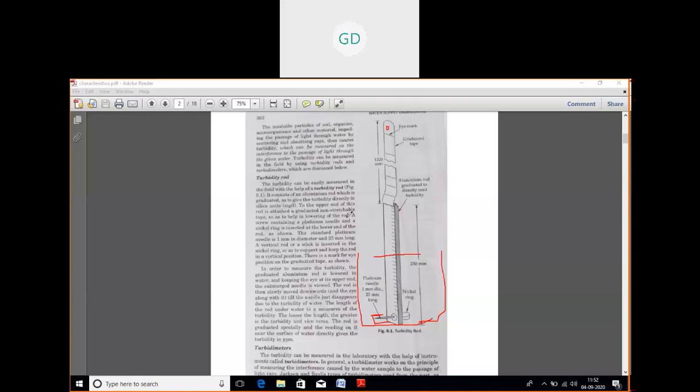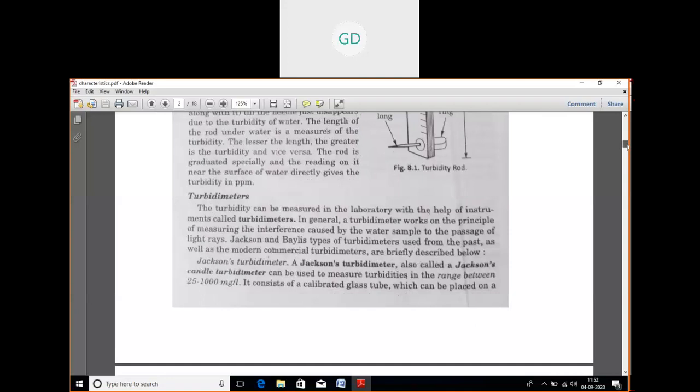In the practical laboratory we use turbidity meters. You just write down, there are three types of turbidity meters. Number one type is Jackson's turbidity meter. Remember the name and the range for which it is used. For Jackson's turbidity meter, the range of turbidity is 25 to 1000 milligram per liter. That means if a raw water sample has a turbidity between 25 and 1000 milligram per liter, then Jackson's turbidity meter is used.